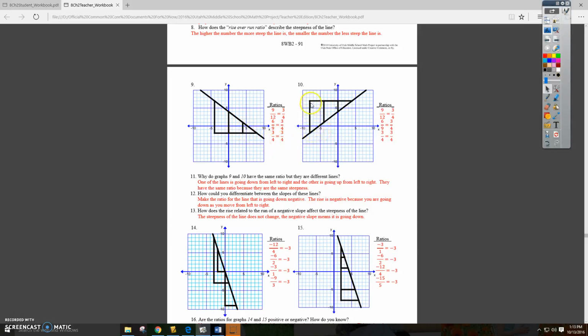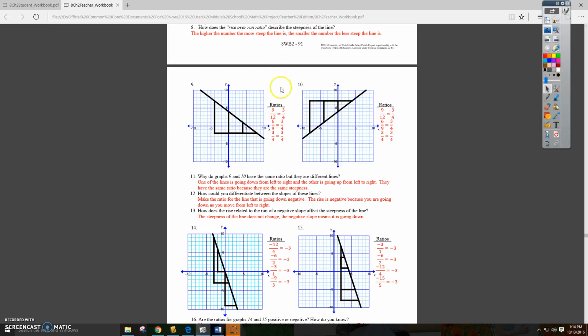Over here, it's the exact same. 9 and 12 is 3 over 4. 6 over 9 is 3 over 4. 3 and 4 is 3 over 4. So they have the same ratios, but they're different lines. One of the lines is going down from the left to the right, the other line's going up from the left to the right, or it's falling and it's rising. They have the same ratio because they're the same steepness.